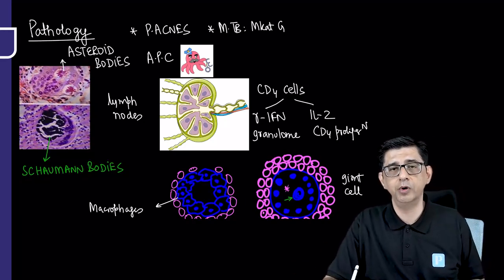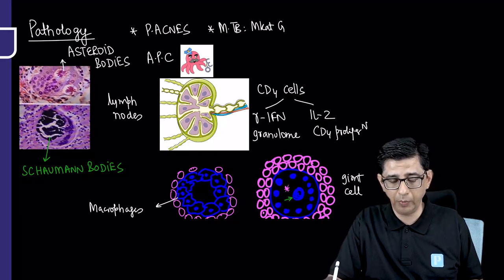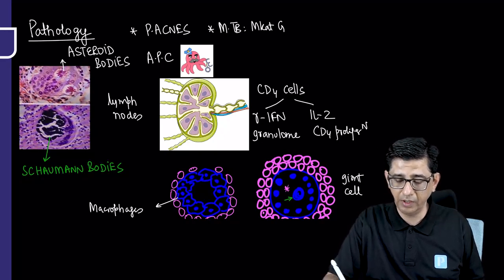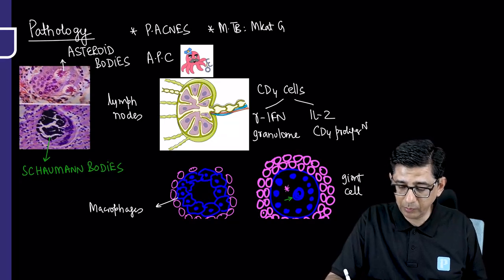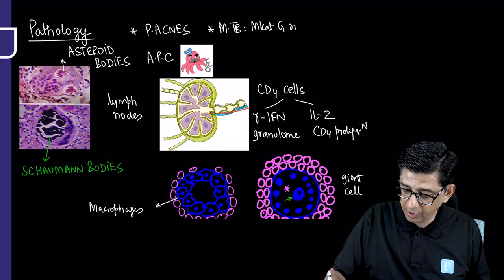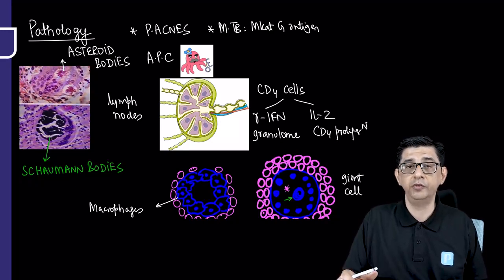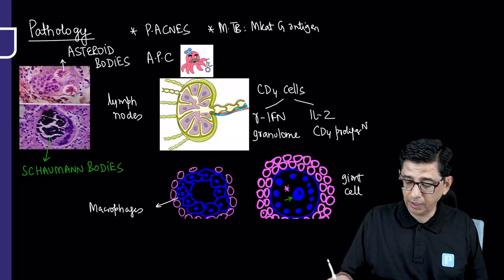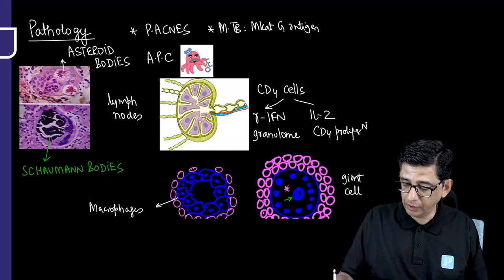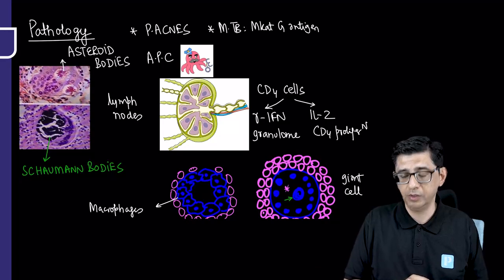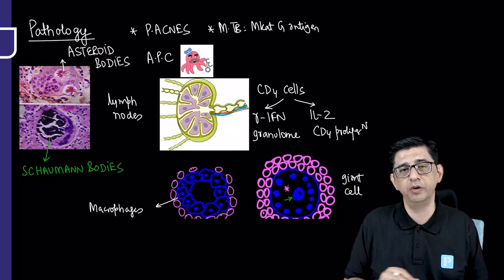The antigens we're talking about are Propionibacterium acnes and Mycobacterium tuberculosis, the MCAT-G antigen. And they are going to be grabbed by the antigen presenting cells, which are going to send them to the security system for evaluation, that is the lymph nodes. There the CD4 cells are going to produce large amounts of gamma interferon and interleukin-2, and the two are responsible for this cellular response, which you can see here, which creates these giant cells and granuloma formation.